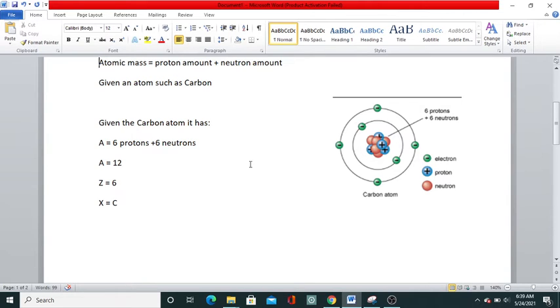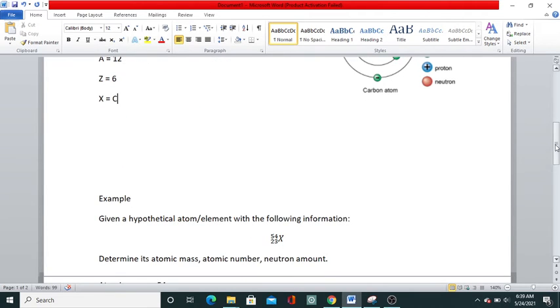Now, the relationship of A is that we are going to add the protons and the neutrons to get the atomic mass. From the diagram, we can see that Z is equal to 6 protons, and A will be equal to 12 because we'll be adding the protons and the neutrons together. So given that concept, we're going to give a hypothetical element.